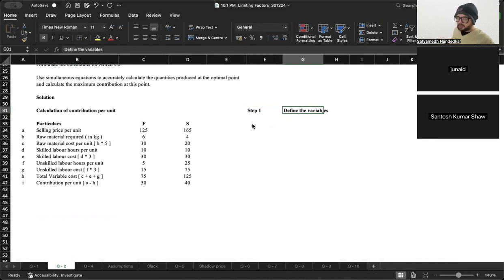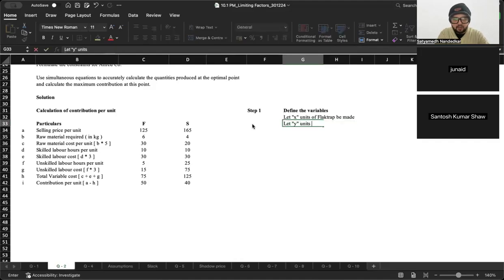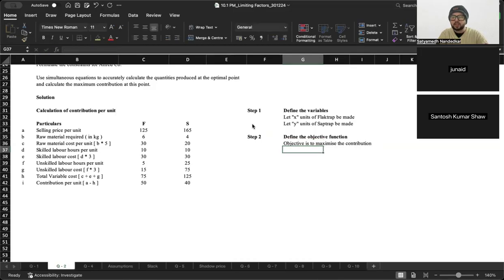How do we define the variables? Let X units of flag trap be made and let Y units of sap trap be made. X and Y we have defined. Step 2, define the objective function. Okay. Objective is to maximize the contribution.